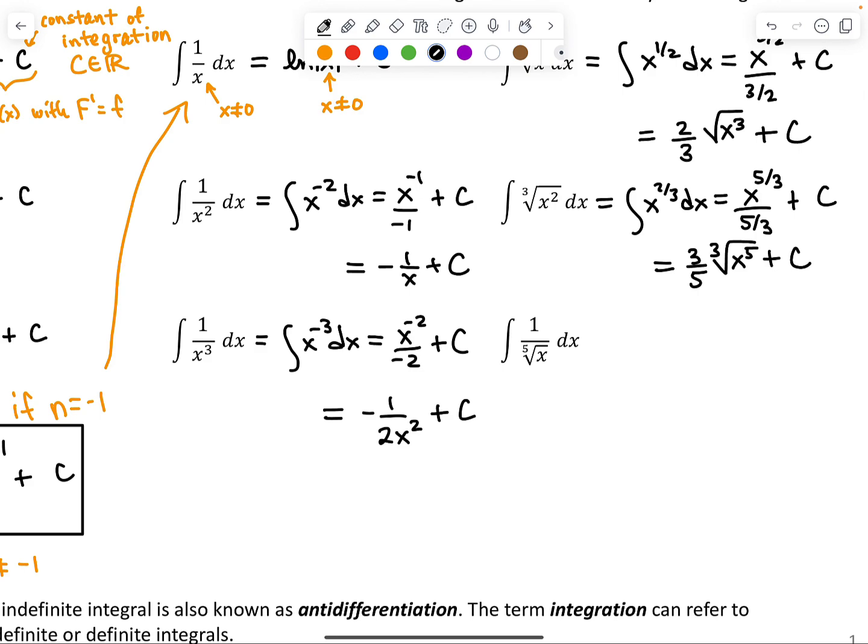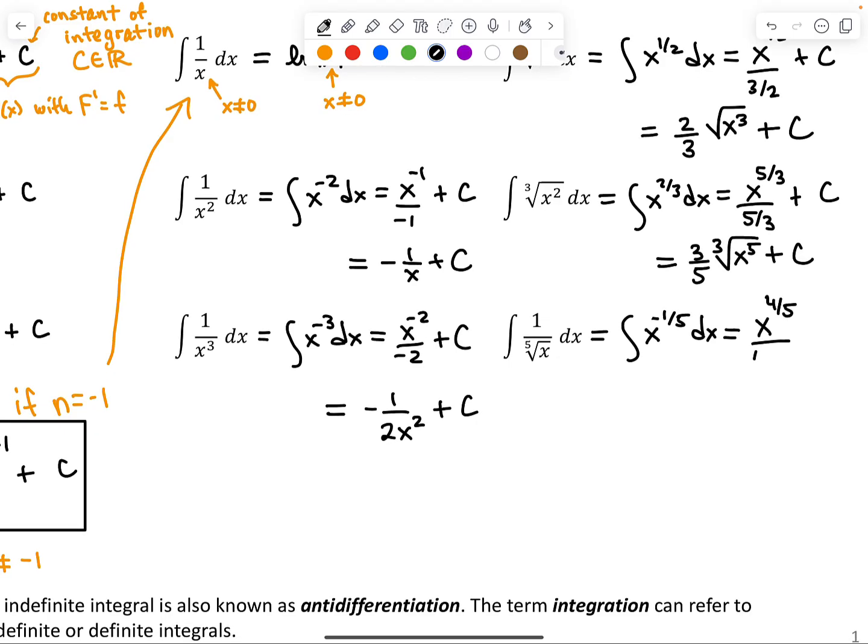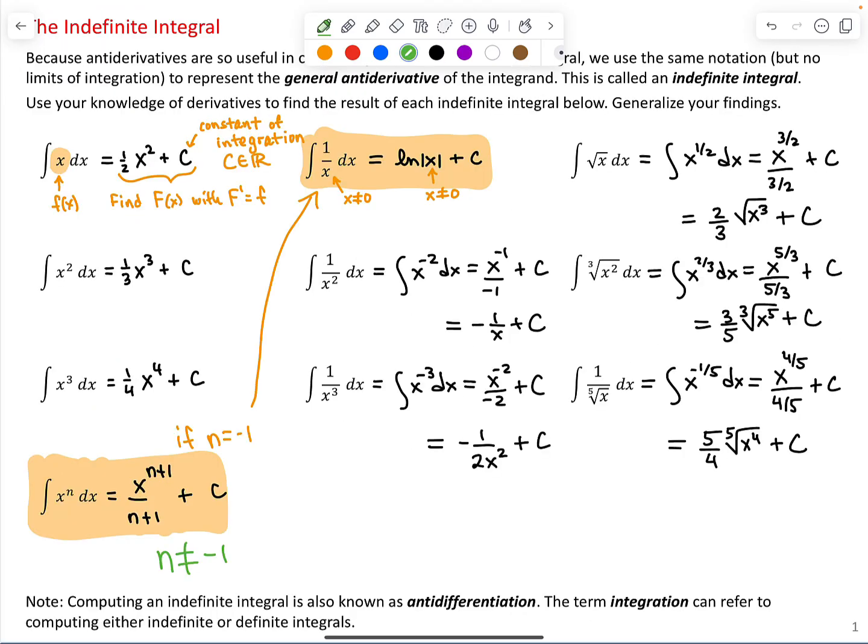Now 1 over the 5th root of x can be rewritten as 1 over x to the 1/5, which is the same thing as x to the negative 1/5. And we still use the power rule for anti-differentiation. So add 1 to negative 1/5, so negative 1/5 plus 5/5 is 4/5, and then divide by that new power, and then add c. 1 over 4/5 is 5/4, and x to the 4/5 is the 5th root of x to the 4th. So two rules emerge on this page that are important when n is not -1, and then when n is -1.